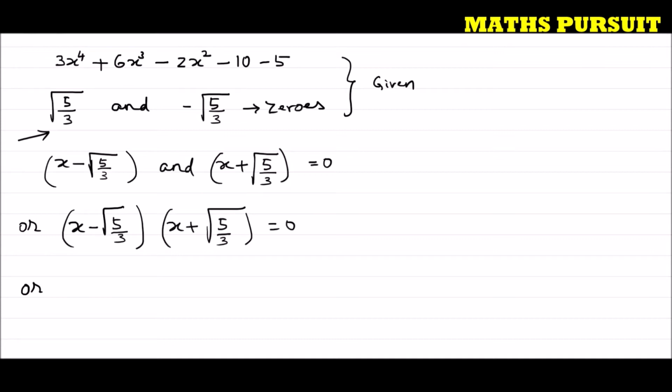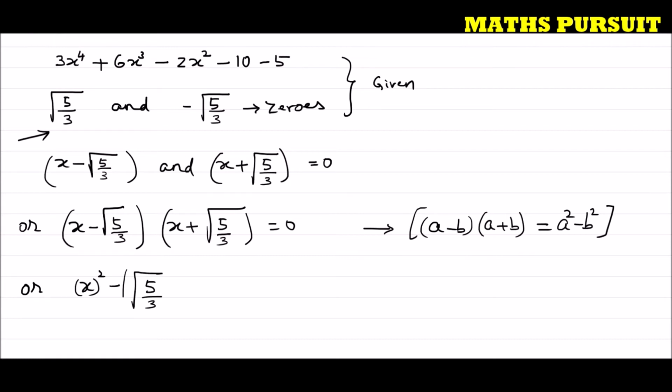You could see that this is of the form (a minus b) into (a plus b). So I am going to put the formula for (a minus b) into (a plus b), which is a square minus b square. So a square means x to the power 2, minus root over 5 upon 3 whole square. This is what we did. I believe guys till here we are very clear.